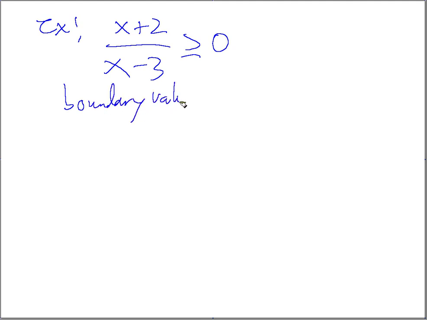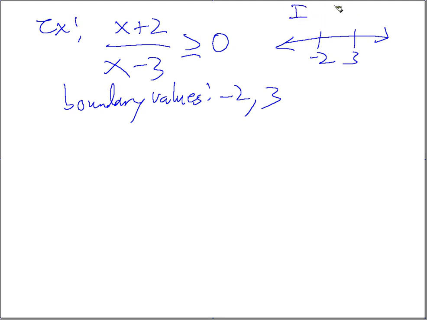The boundary values are going to be what? For the numerator, it will be -2. For the denominator, it will be +3. All right. Now let's make our number line then, right? So let's look at the real number line. Let me put it up here. So here's -2. Here's +3. Now there are 3 regions to test, right? Here's region 1, region 2 in the middle, and region 3. 3 regions to test.